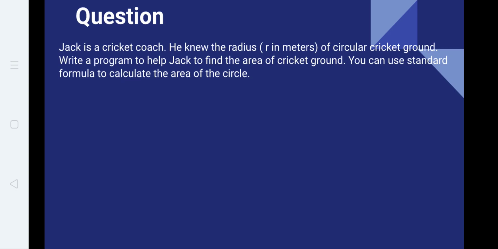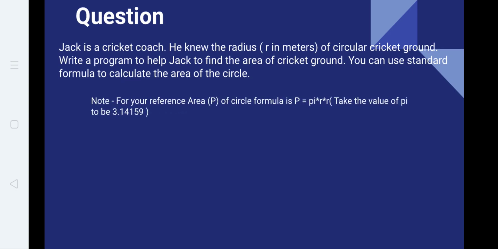The problem given is: Jack is a cricket coach. He knows the radius r in meters of a circular cricket ground. Write a program to help Jack find the area of the cricket ground. You can use the standard formula to calculate the area of the circle. So the hint is given.